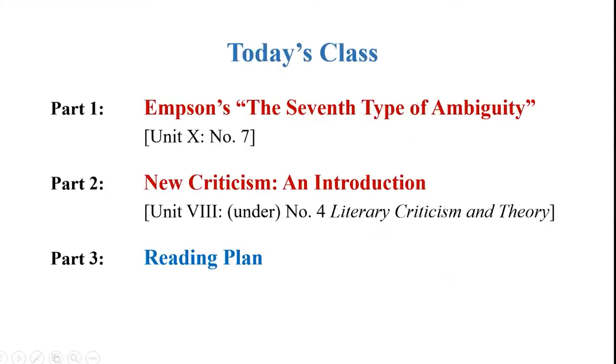Number one, we will look at William Empson's Seven Types of Ambiguity. That's today's focus. Number two, I will give an introduction to New Criticism, that's part of literary criticism and theory, unit 8. Then I will let you know what you should read further.